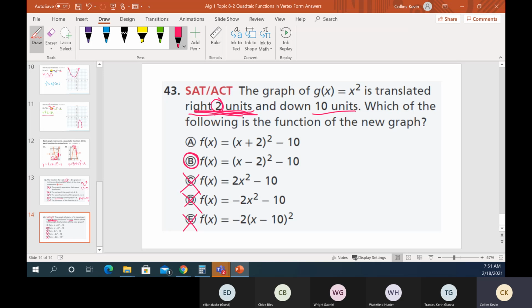Make sense? All right, ladies and gentlemen, that wraps up quadratics in vertex form. We'll start a new topic next time, but it is Thursday, which means you guys don't have to show up tomorrow. So it's weekend time for you guys as far as algebra is concerned.